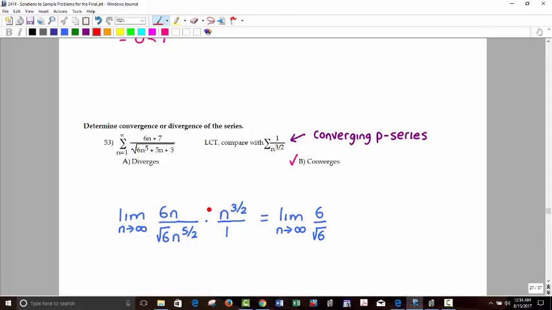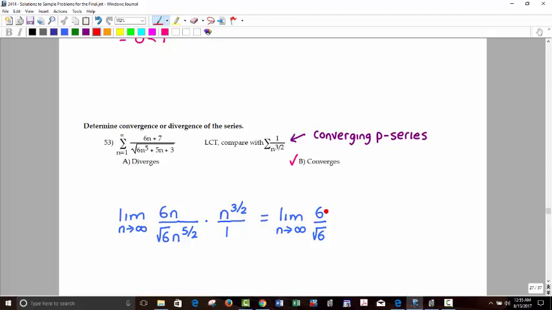So 1 over n to the 3 halves, you see I did work it out, but actually you don't have to as long as you have the right comparison p-series to compare it with. All you have to do is look at that p-series without even doing the limit comparison test. But the limit comparison test worked.